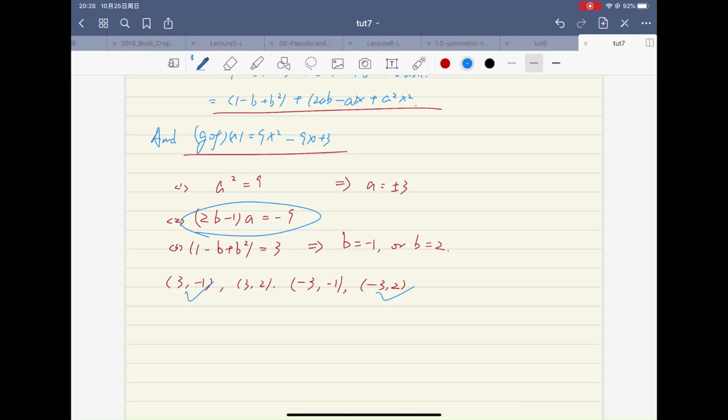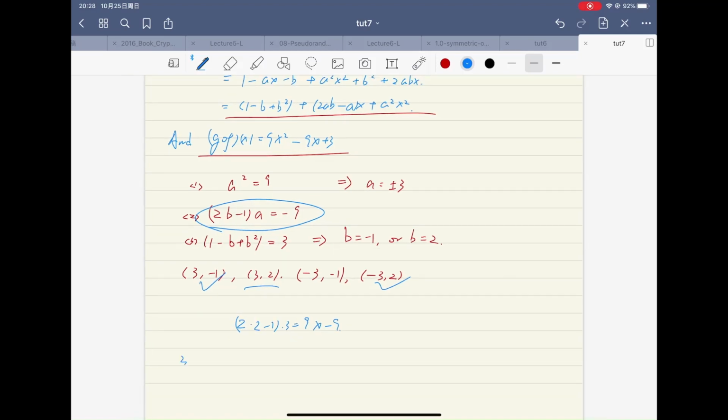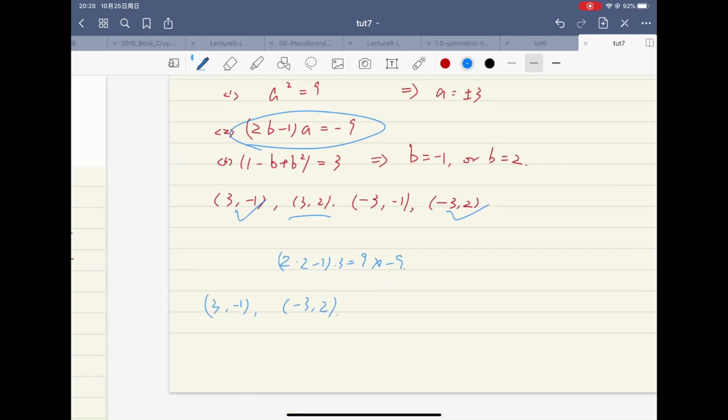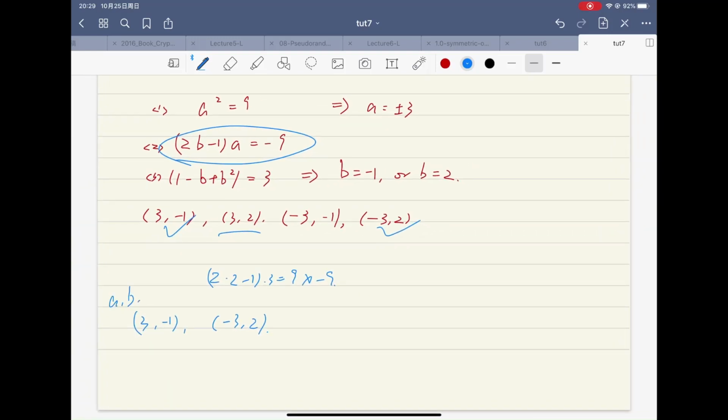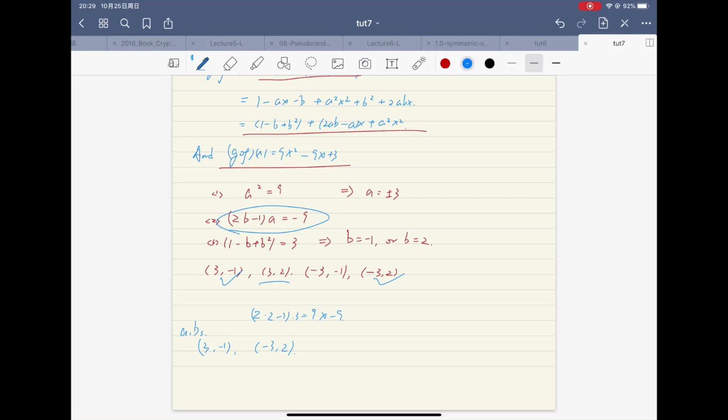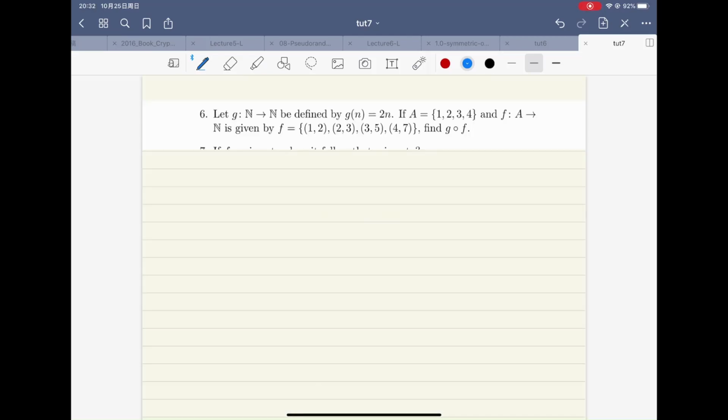So why is this one not valid? If we have (2 times 2 minus 1) times 3, it will be 9. It's not negative 9. So the only valid pairs should be (3, negative 1) and (negative 3, 2). So here's A, B. Let's move on to question 6.